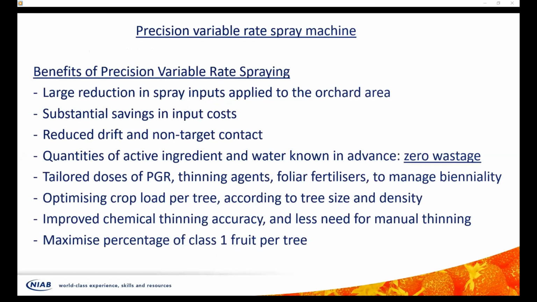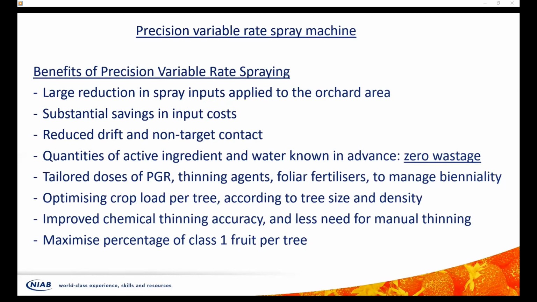The potential benefits of using these kind of precision spray machine systems are huge. Adjusting the spray according to individual tree requirements and avoiding spraying the gaps will reduce the quantity of spray inputs being applied, leading to substantial savings in crop management costs and a reduction in drift and non-target contact. Because the quantities of active ingredient and water in the spray tank are calculated in advance, there will be zero wastage.